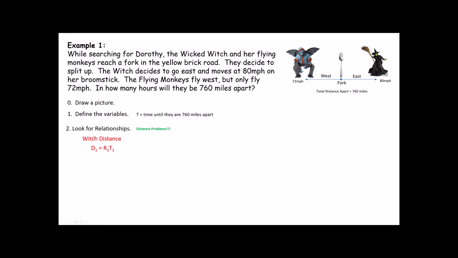In this case, you'll notice that I've set up the witch's distance. And I've written distance equals rate times time. Now notice this is D1, R1, and T1 because I know I'm going to need a distance, rate, and time for the witch, and I'm also going to have to go back later and find a distance, rate, and time for our flying monkeys. In this problem, if we start looking for these pieces of information, you will notice that we do not know the witch's distance.